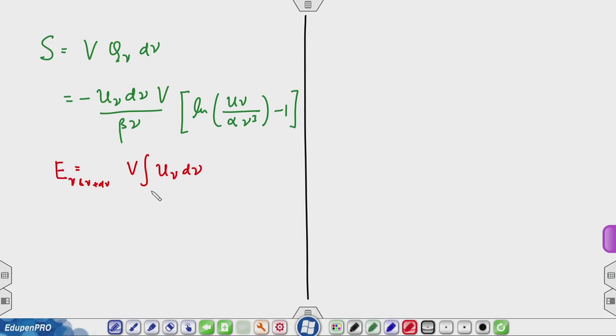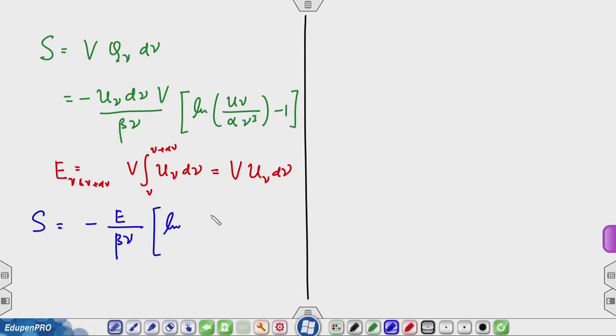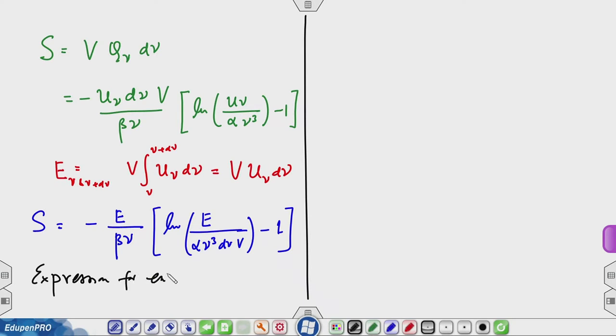Well, the integral is only over nu to nu plus d nu, so this can be written as V u nu d nu. And therefore, S is equal to minus E over beta nu. Inside I get log of E over, substituting for u nu, alpha nu cube d nu V, minus 1. This is the expression for entropy at energy E.